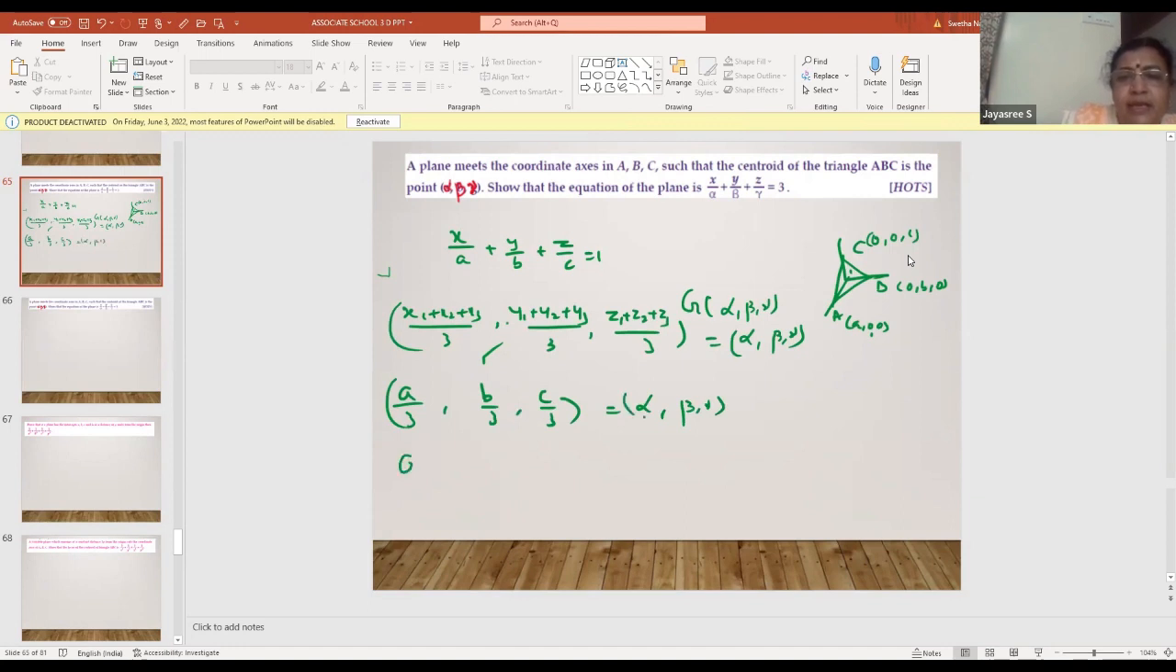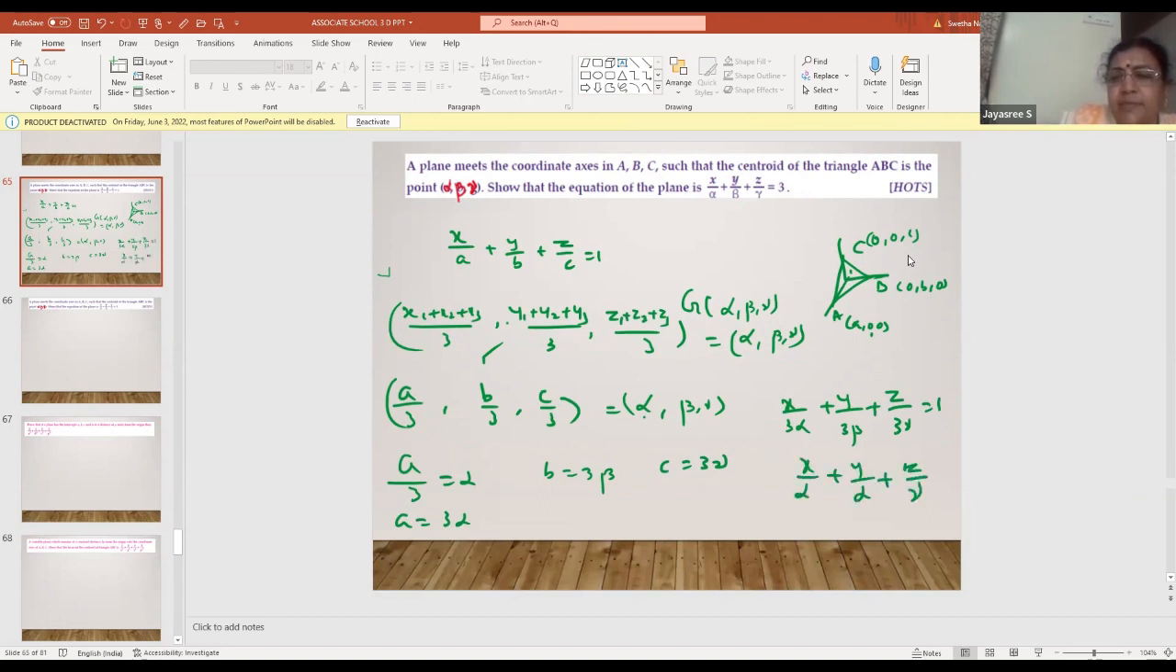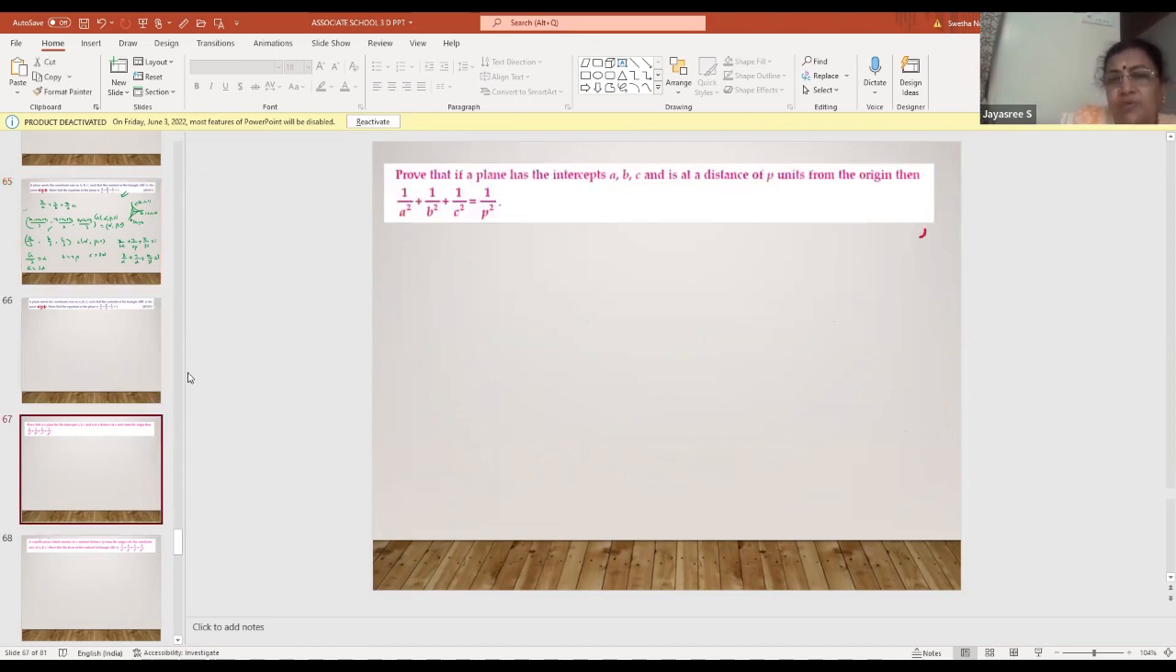So a by 3 is alpha, a is equal to 3 alpha, b is equal to 3 beta, c is equal to 3 gamma. Replacing a, b, c: x by 3 alpha plus y by 3 beta plus z by 3 gamma is equal to 1. So you get x by alpha plus y by beta plus z by gamma is equal to 3, which is what we had to show. This is a question which is not there in the reader, but is asked very often.